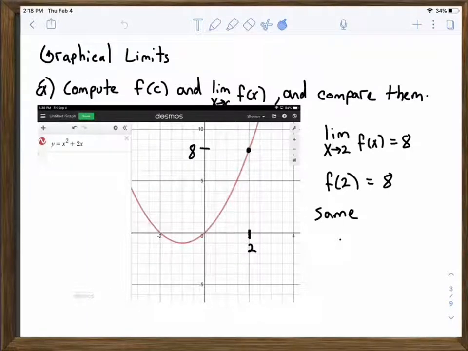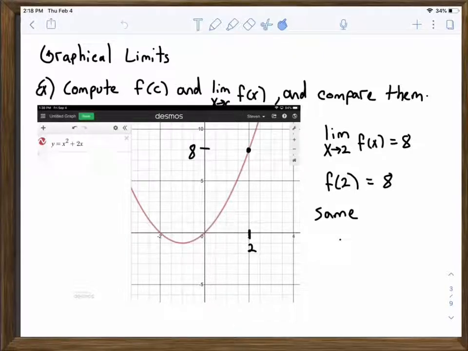In this video, we're going to talk about graphical limits, and as we do these problems, we want to understand how graphical limits are similar, but yet different. How limits are similar yet different than just evaluating a function. So in these examples, we're going to look at six graphs, and in each of those, we're going to compute both the function value and the limit by looking at the graph. And we want to compare them.